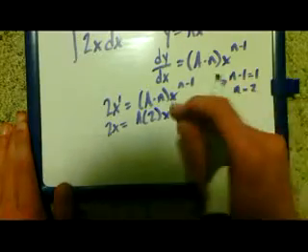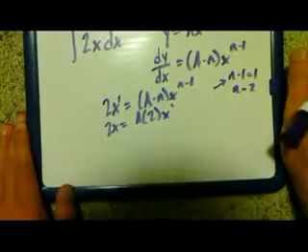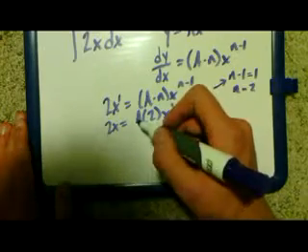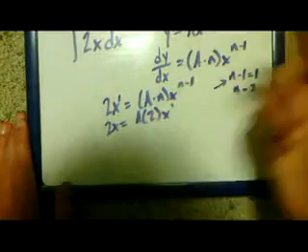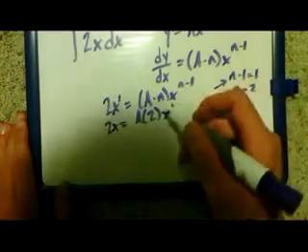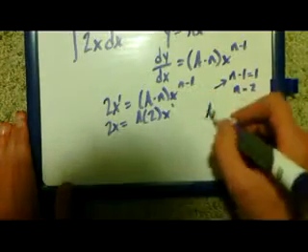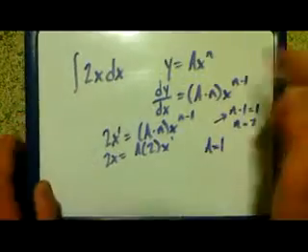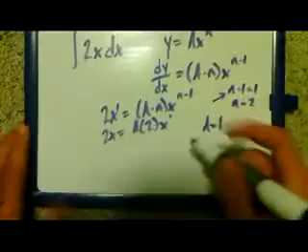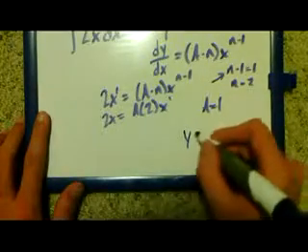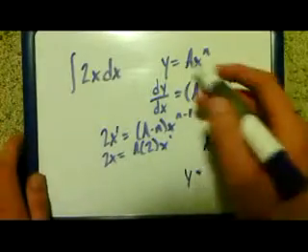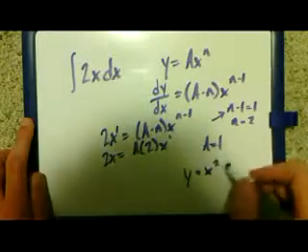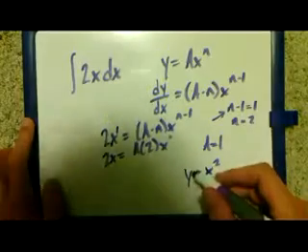Alright? Now we can find a, because in this case, the only thing times 2 that will equal 2 is 1. So a equals 1, n equals 2. We then plug those into the original function that we derived. So y equals a times x, which is just 1 times x, to the n, which is 2. Alright, and this is the antiderivative of this.